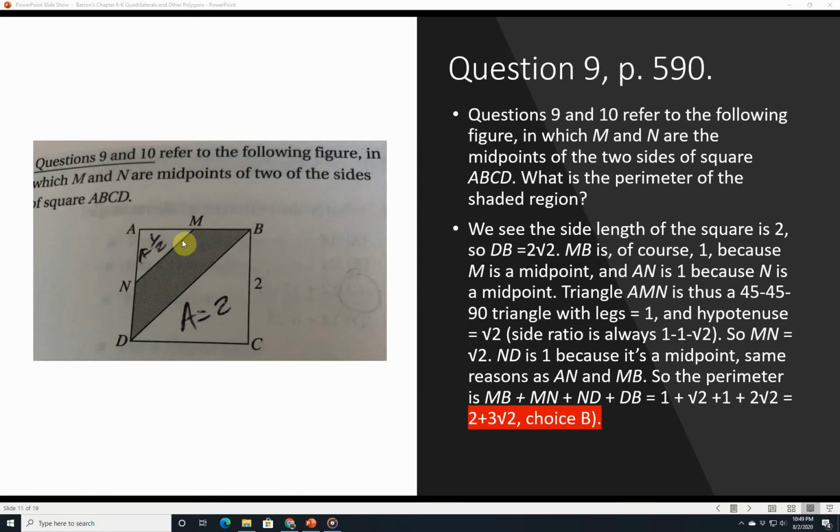So then we know that this has to be 1 times square root of 2, so it's just square root of 2. So the perimeter becomes very easy because we know this is 1, we know this is 1, we know this is root 2, and we know this is 2 root 2. So this is going to be 1 plus root 2 plus 1 plus 2 root 2. Combining like terms, we get 2 plus 3 root 2, which is choice B.